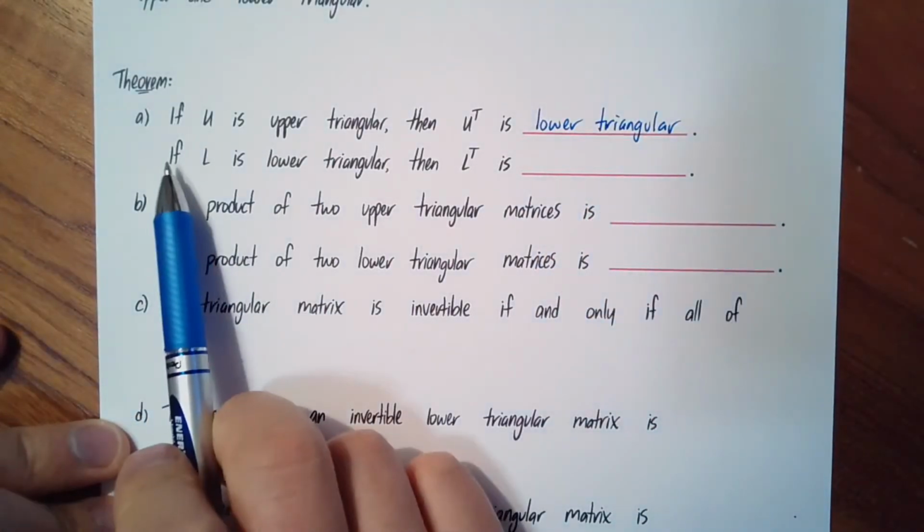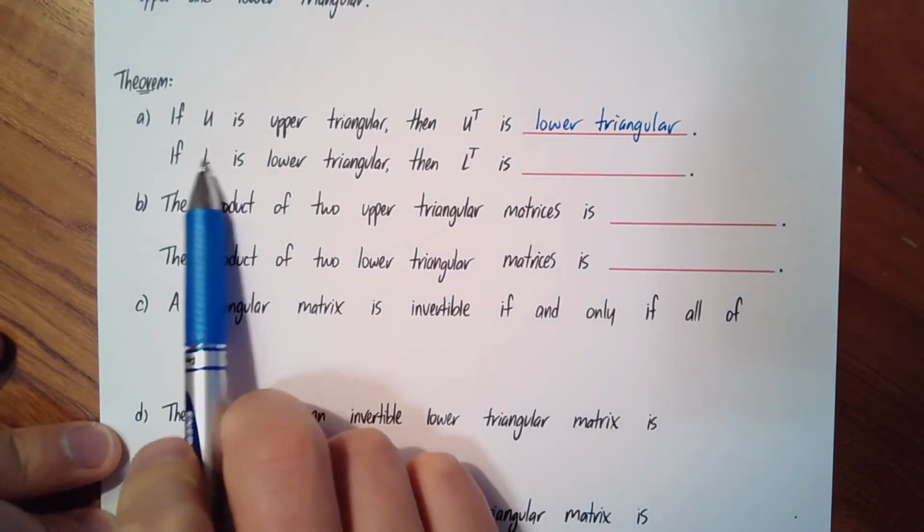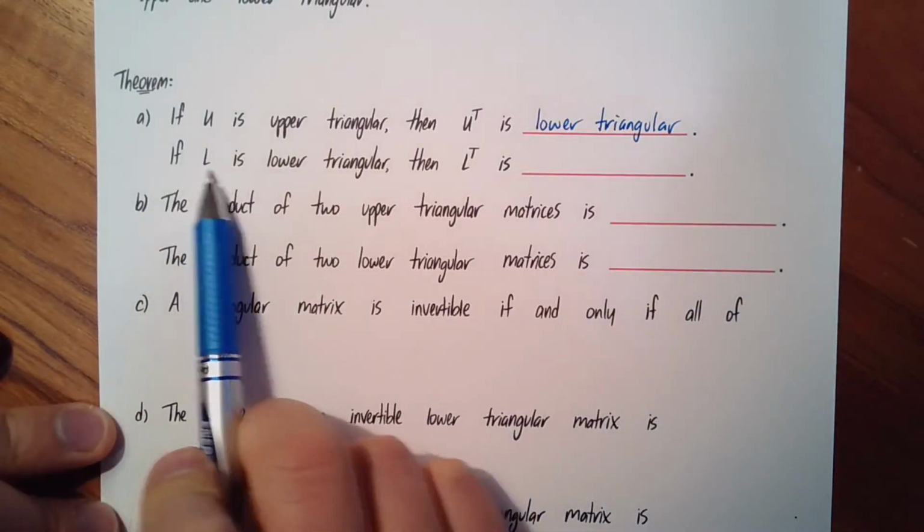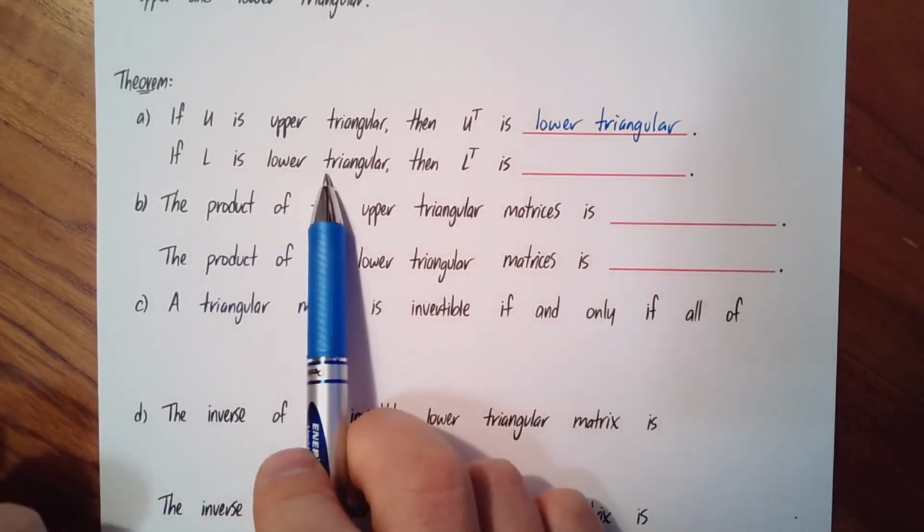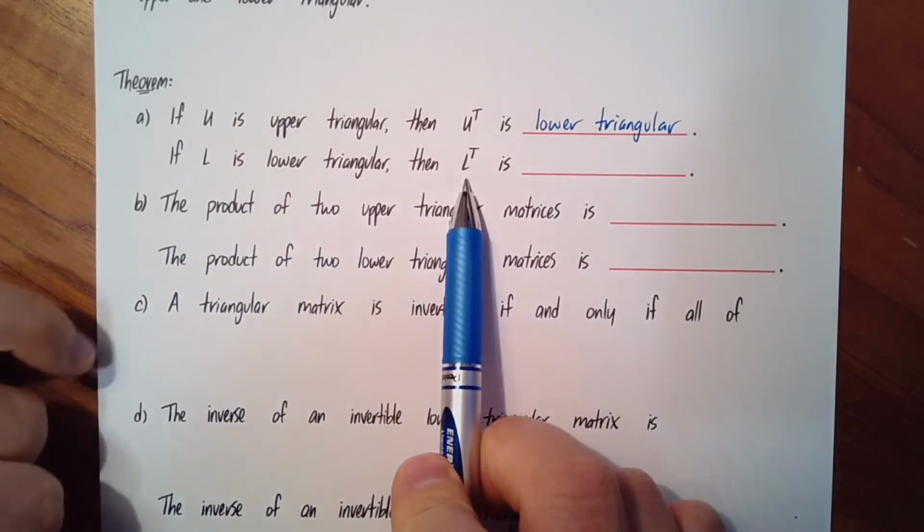Okay, and then we have a similar result. If L, we're just using the letter L to represent the matrix that's lower triangular. If you have a lower triangular matrix L, then L transpose is going to be upper triangular.